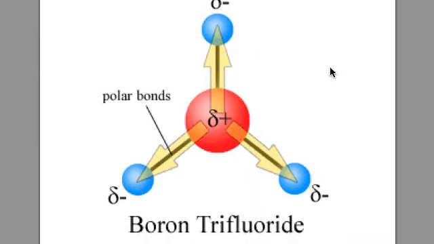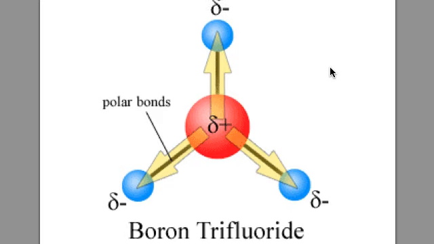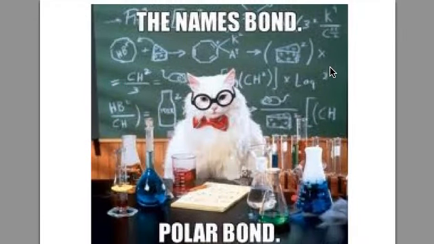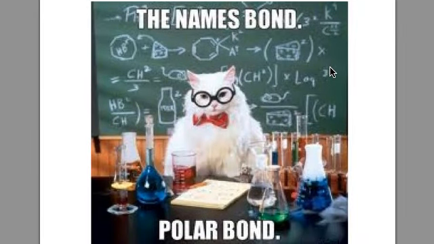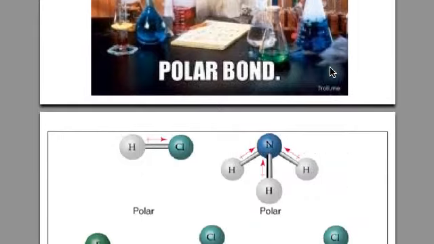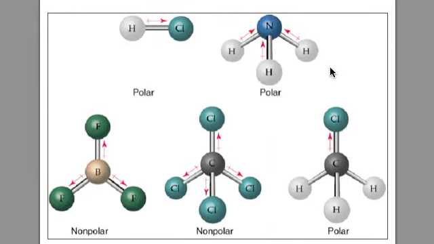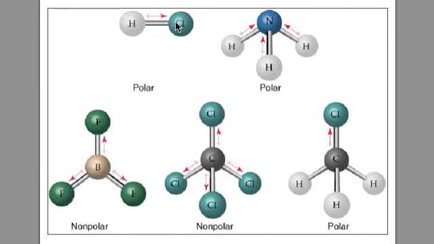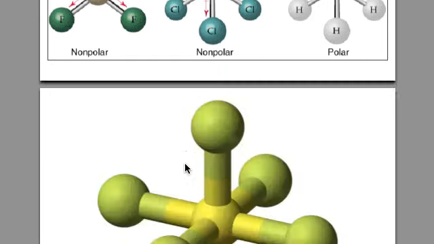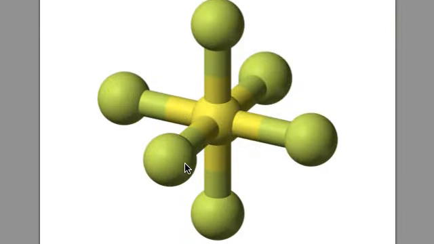So BF3, BH3, famous for being polar bonds, but not a polar molecule because of the symmetry, everything cancels out. Bond, James Bond. Stupid chemistry humor. Polar bond, polar molecule, polar bond, polar molecule, but the symmetry might cancel everything out. And here's SF6, famous molecule.